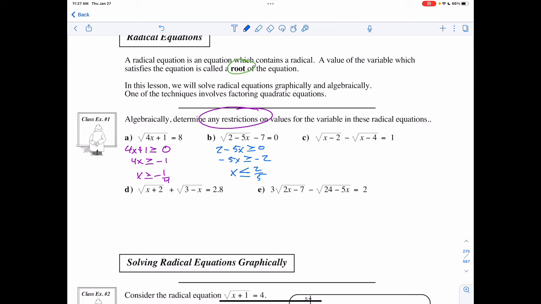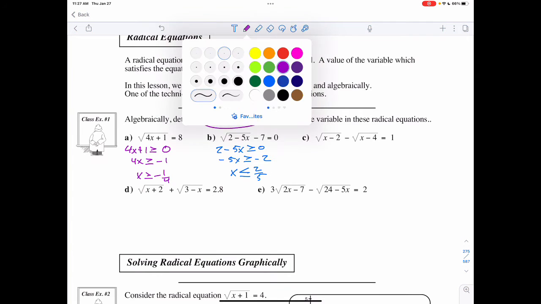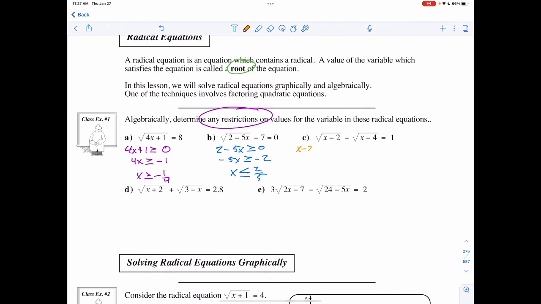For example, C, there's 2 of them here. So I'm going to solve these independently. I'm going to say that if x minus 2 is greater than or equal to 0, then x would be greater than or equal to 2. In the other case, if x minus 4 is greater than or equal to 0, x has to be greater than or equal to 4.